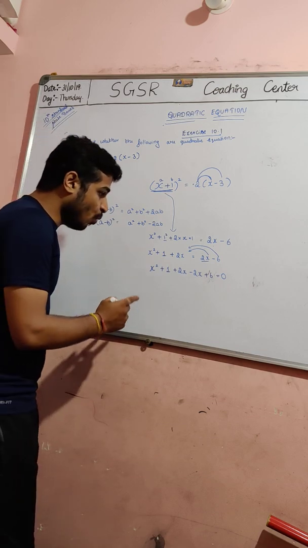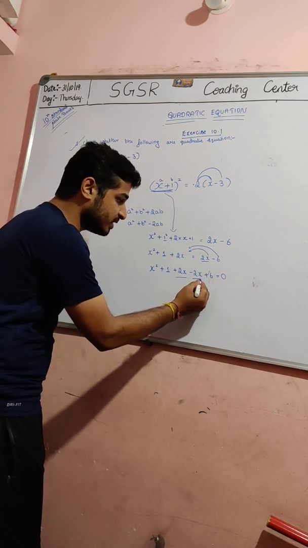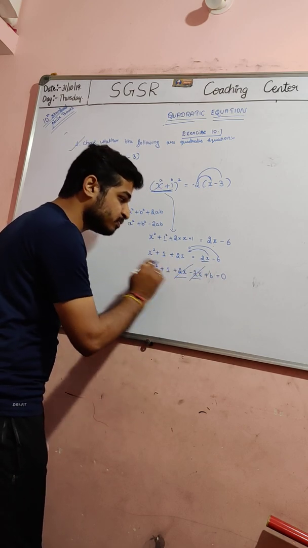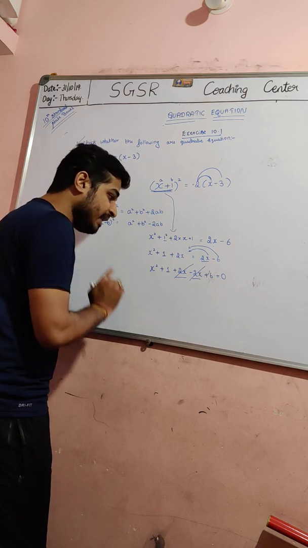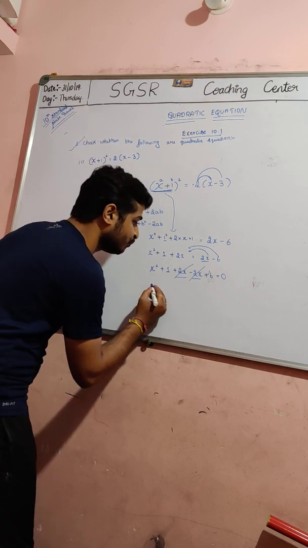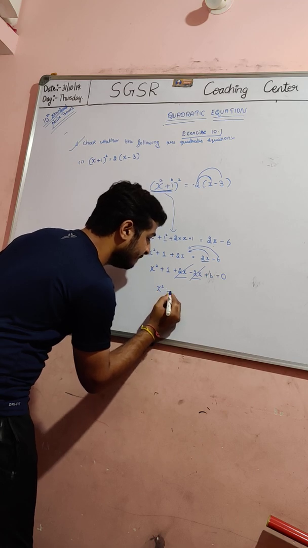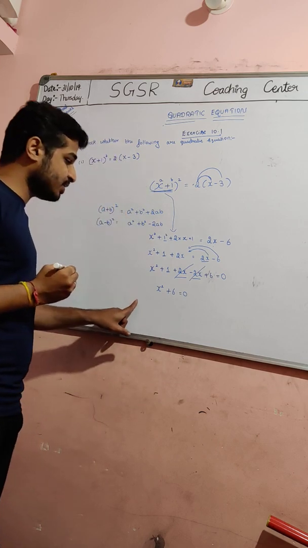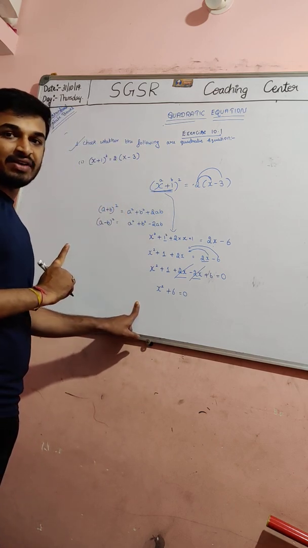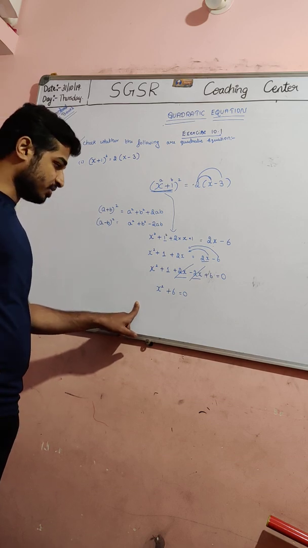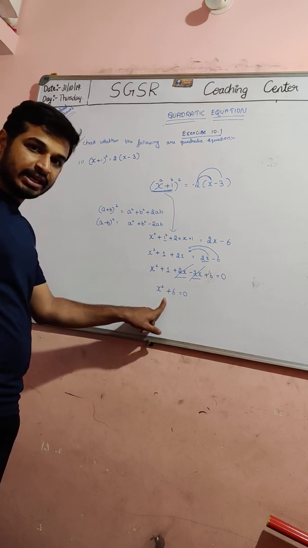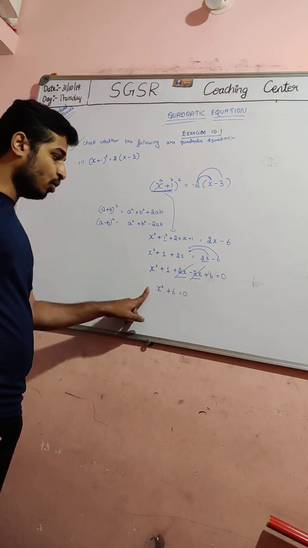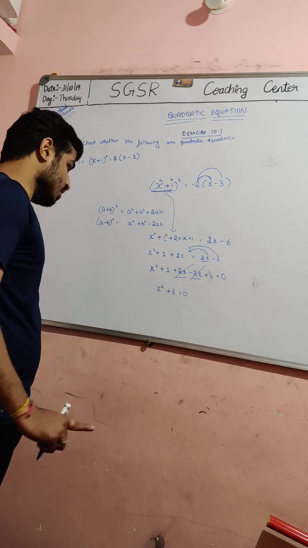Now what becomes of minus 2x plus 2x? Minus 2 plus 2 get cancelled, so minus 2x plus 2x cancels. The remaining is x square plus 6 is equal to 0. Now students, all know about pure quadratic equations and affected quadratic equations. It is in the form of a pure quadratic equation. It has only one variable, so it is a pure quadratic equation.